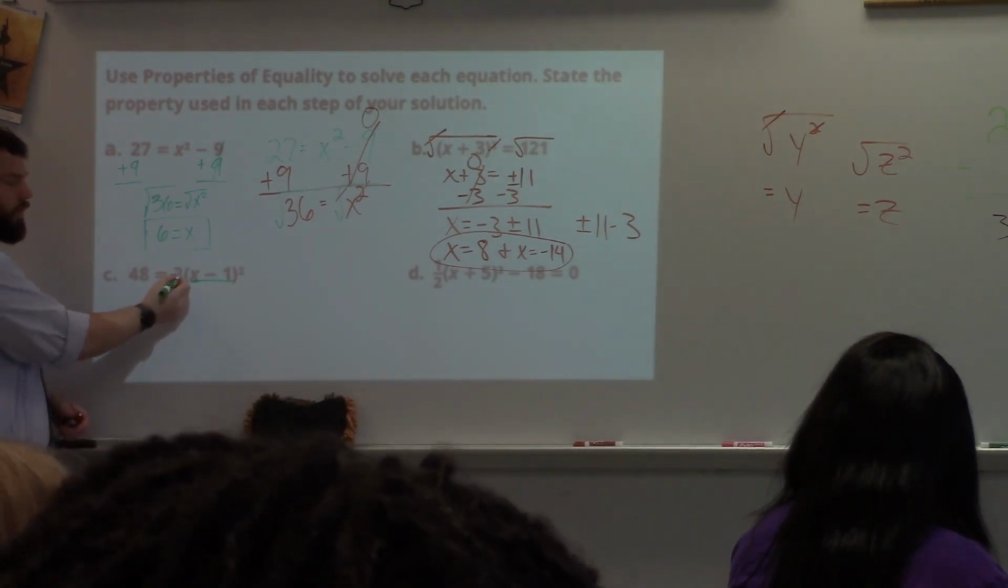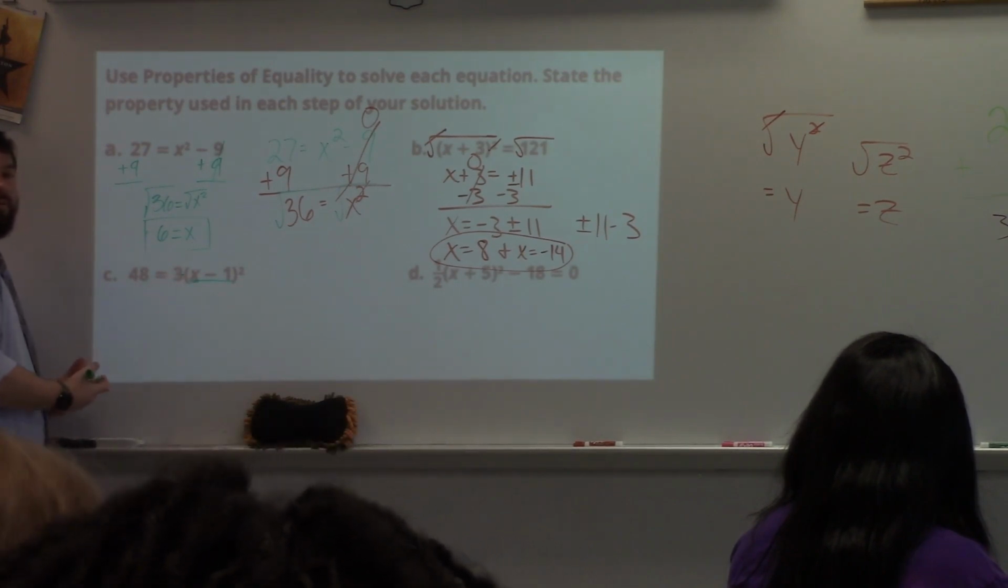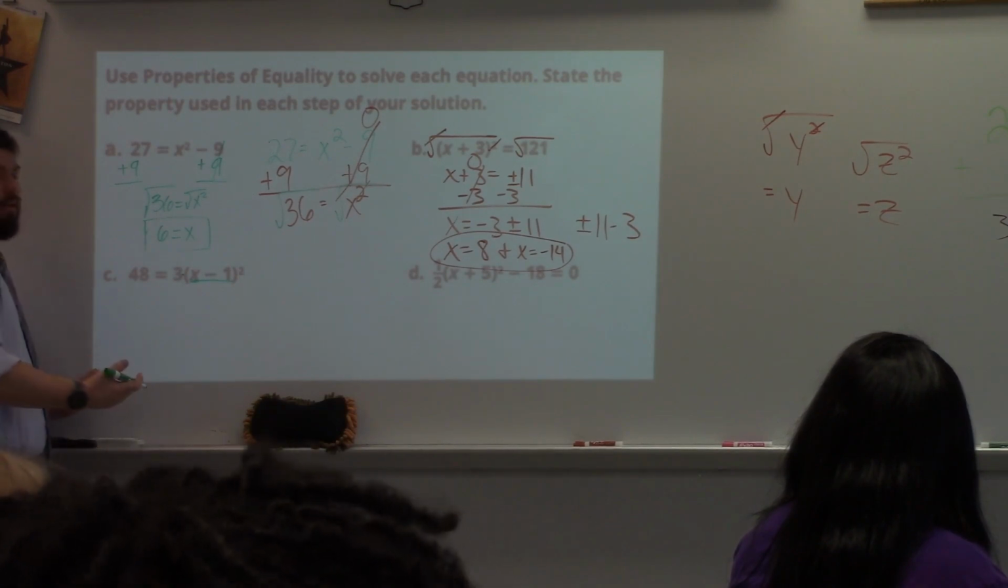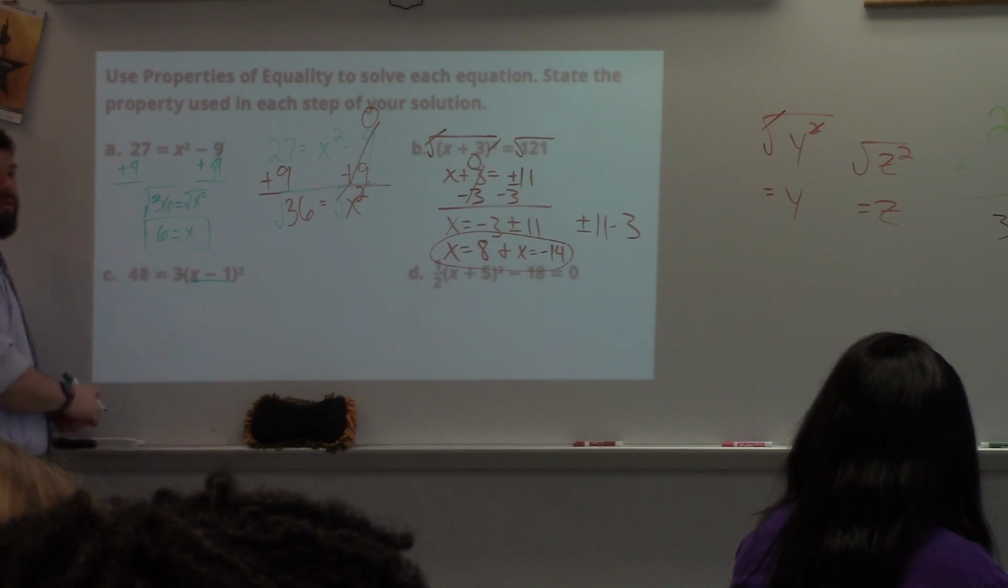Multiplication. Multiplication by 3. I'm trying to use properties of equality with inverses, so I'm not going to distribute here. The times 3 is the last thing being done. That's going to be the first thing I undo.